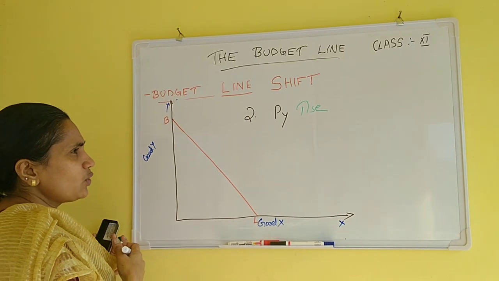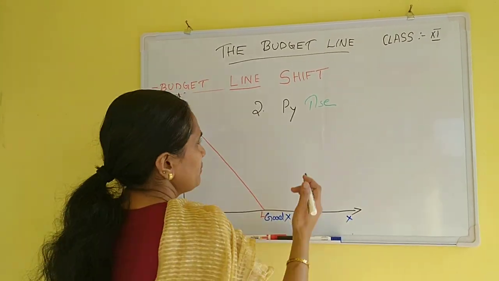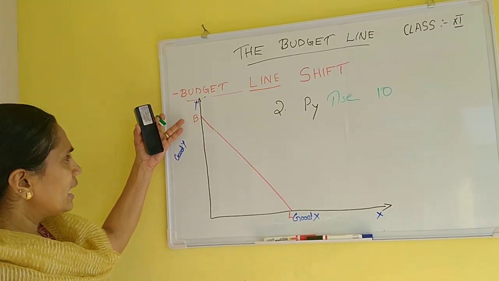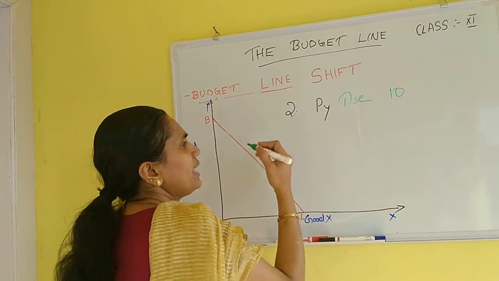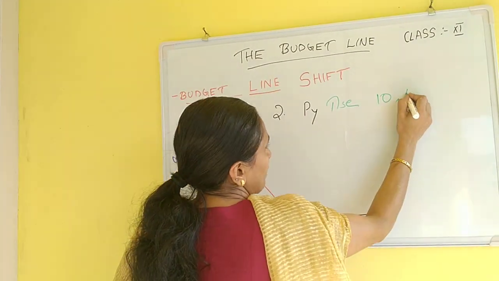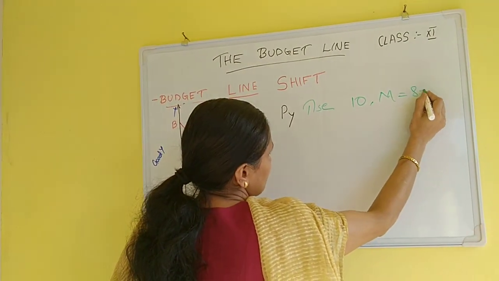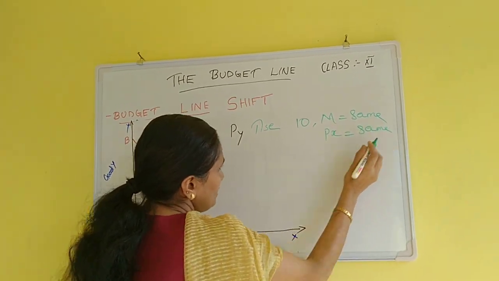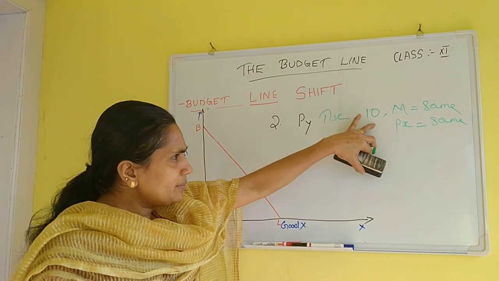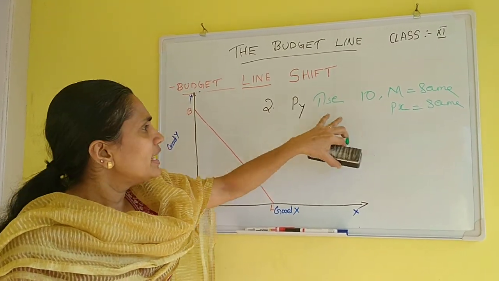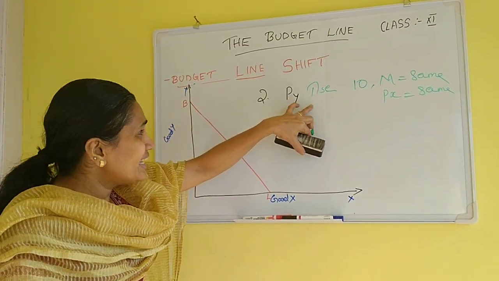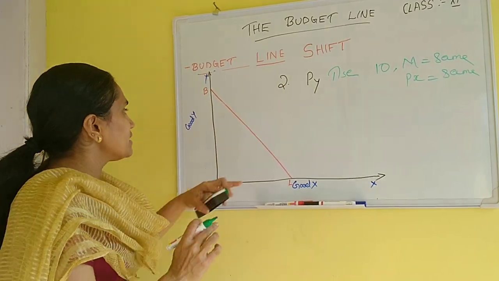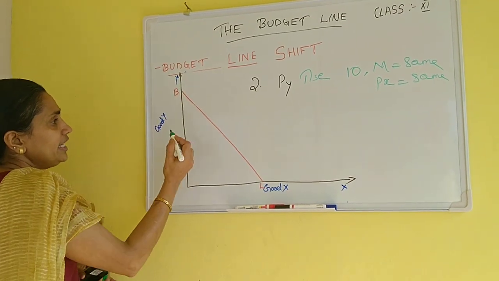In the previous case we know that the price of Y was 5 rupees, and now it is 10 rupees. What will happen to the consumption of good Y? In this case we know that the income of the consumer is the same and the price of X is also the same. In this condition, income and the price of X remain the same and the price of Y increases, then the consumption of good Y will decrease. This is the present consumption. It will decrease.